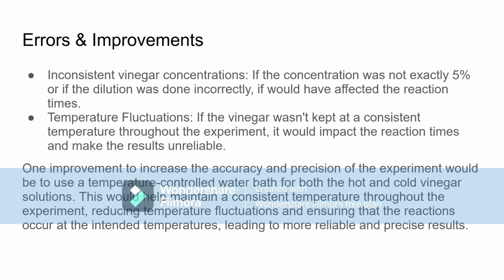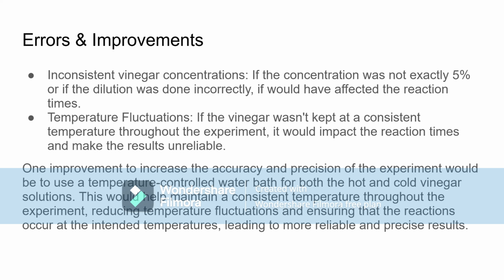So some errors that were found were inconsistent vinegar concentrations. If the concentration was not exactly 5%, or if the dilution was not done correctly, it would have an effect on the reaction times. Also, temperature fluctuations, if the vinegar wasn't kept at a consistent temperature throughout the experiment, impact the reaction times and also make the results unreliable.